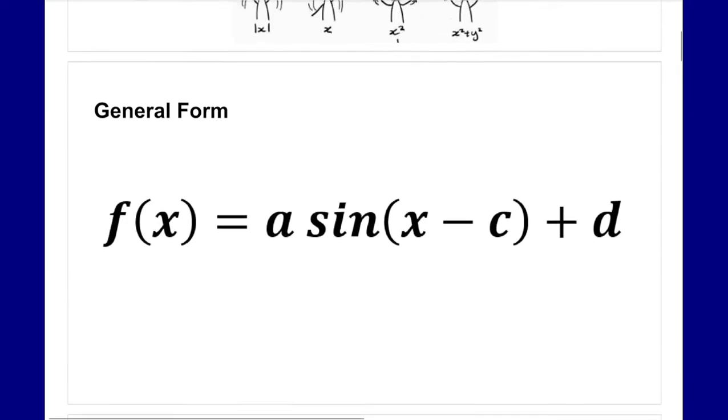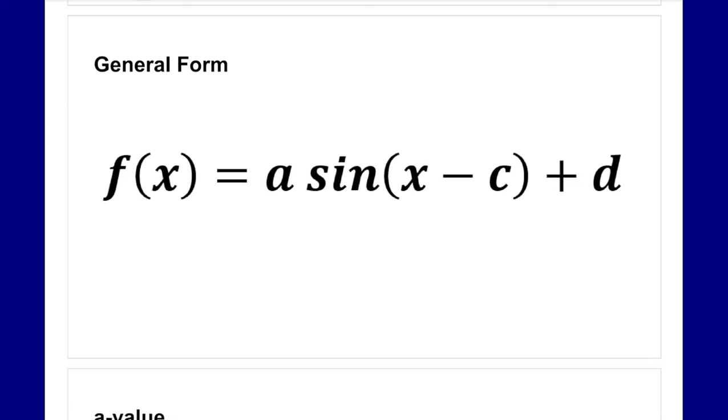Similar to when we looked at the transformations of quadratics, we have a general form or general equation that we're going to use when we're applying our transformations. Basically, we're just going to fill in the blanks with whatever the transformations are. So our general form for the sine wave should look something like this: f(x) = a sin(x - c) + d.